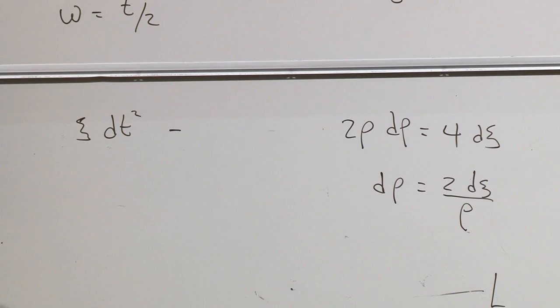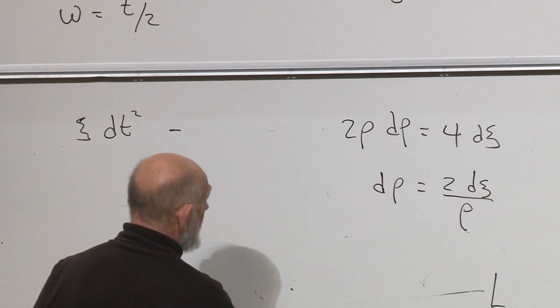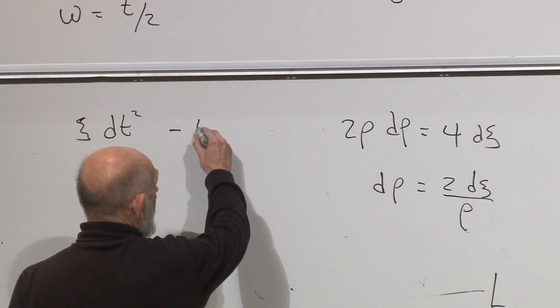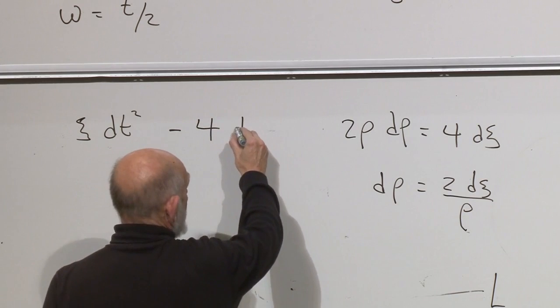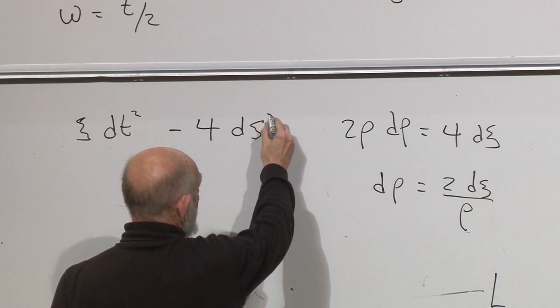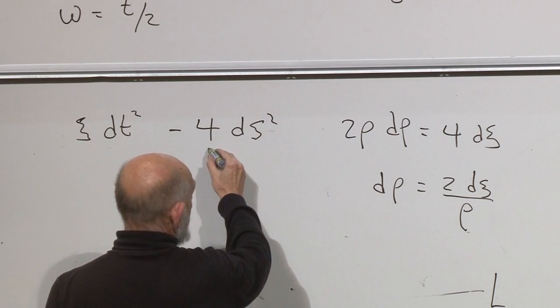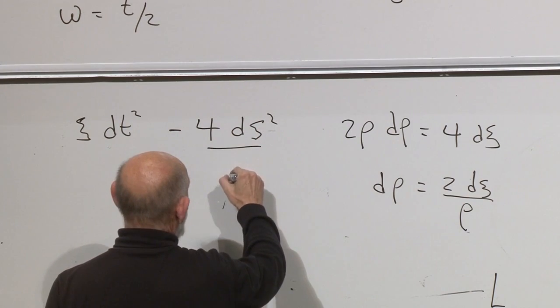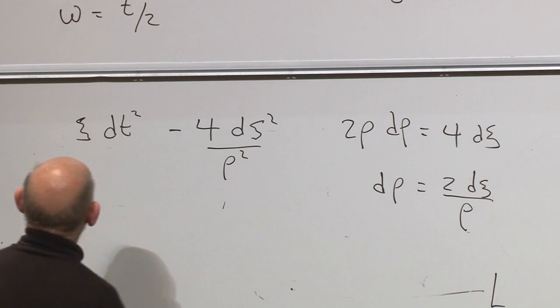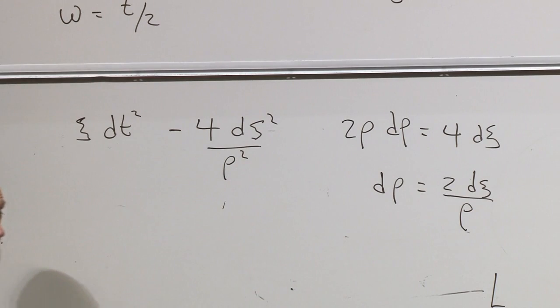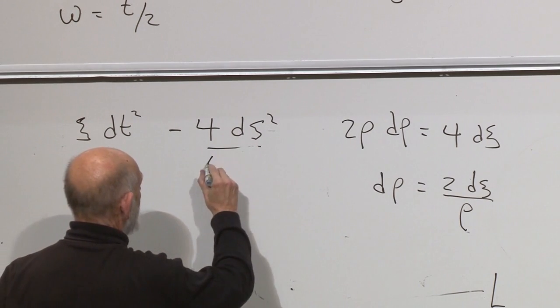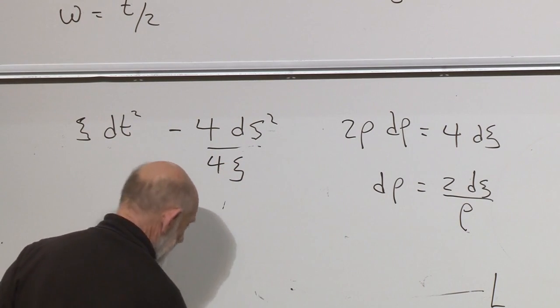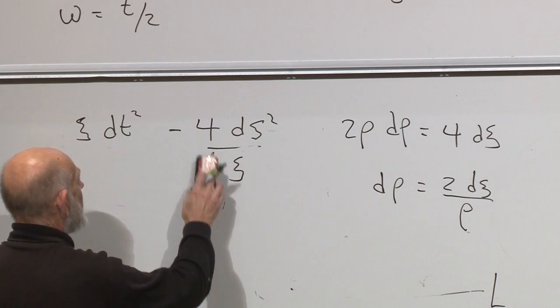Okay, so d rho squared is 4 dc squared over rho squared. But now rho squared is 4c. So let's put that in here, 4c. The 4's cancel.